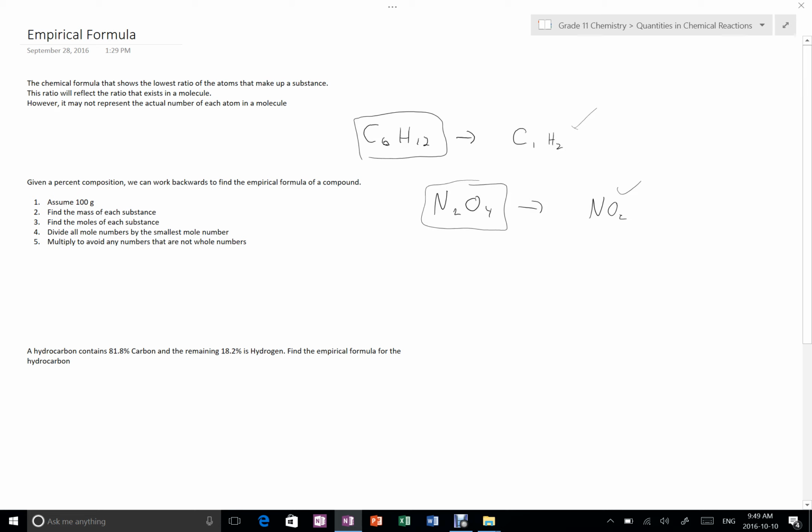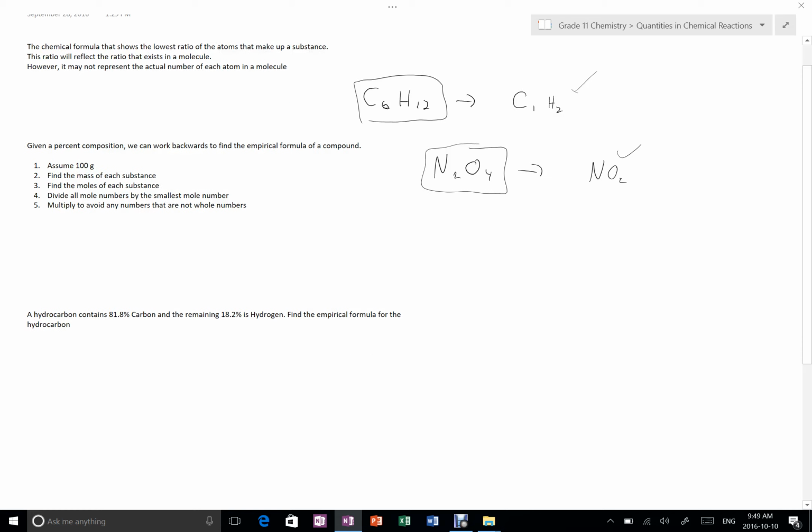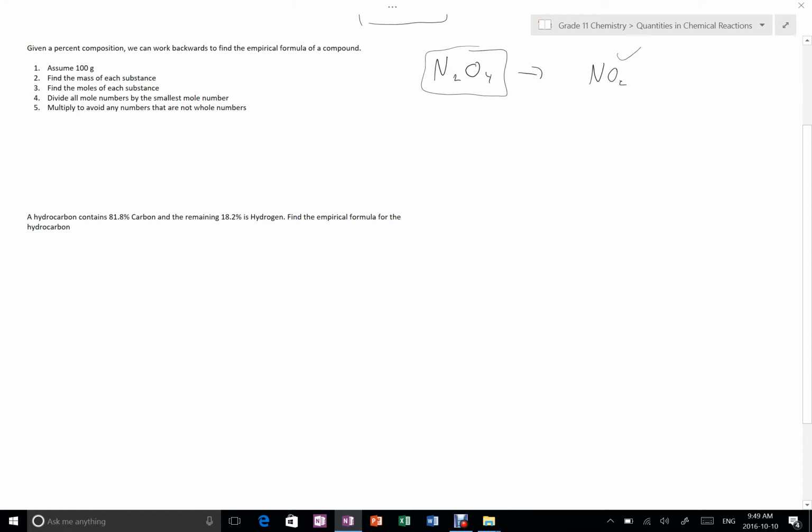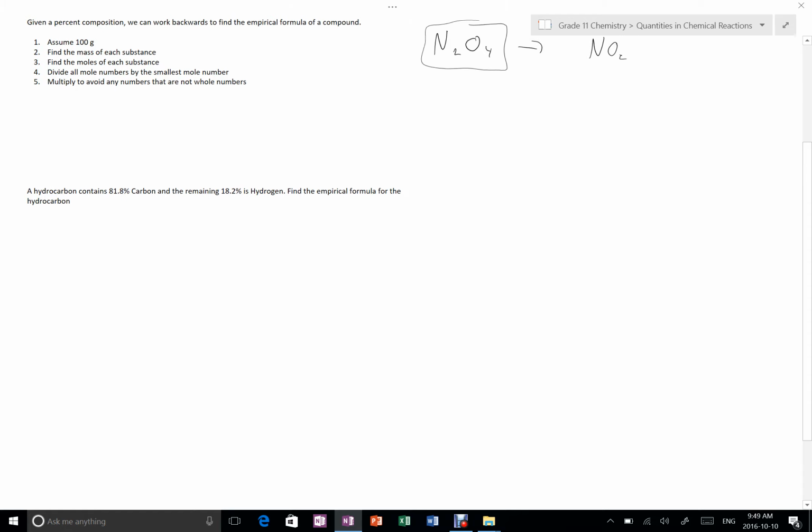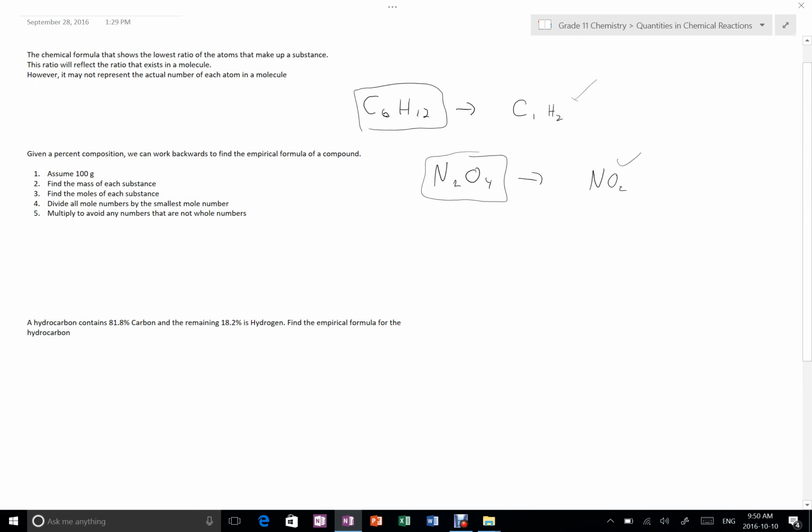Here's a set of steps. We're going to follow them. We'll sort of talk through why they work. I might come back and do another video that explains exactly what's going on here, or we might just do this from a procedural standpoint right now and get used to doing it. So given a percent composition, we can work backwards to find the empirical formula, the lowest ratio between the atoms that make up the molecule. Again, lowest ratio, right? So if this was 2 to 4, the lowest ratio would be 1 to 2. The circled ones are the empirical formulas.